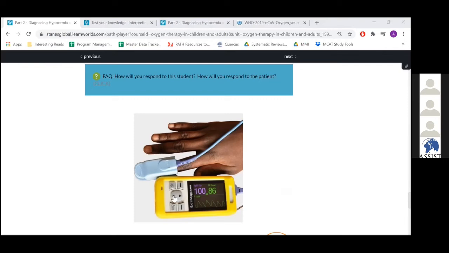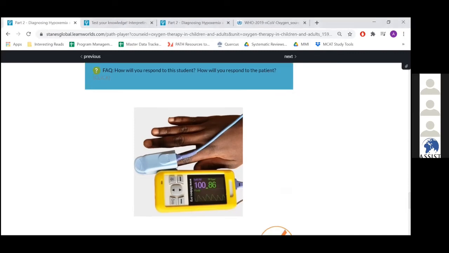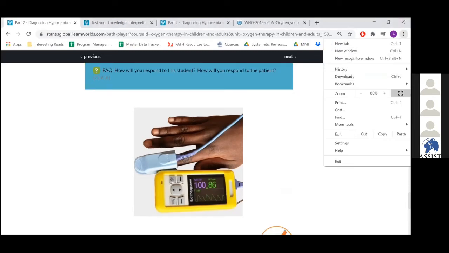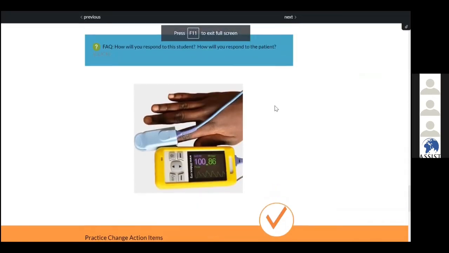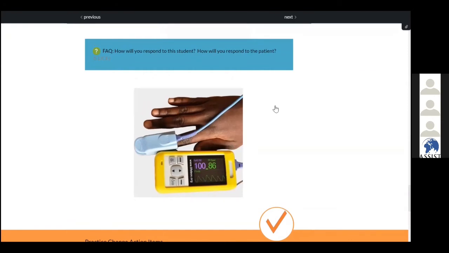Okay, let me give you a hint. So you can see this picture where Arana is showing a patient on pulse oximetry, showing the saturation of 100% and the heart rate of 86. You can see the tracing. You have a good signal there. Do you think this is similar to our previous image?